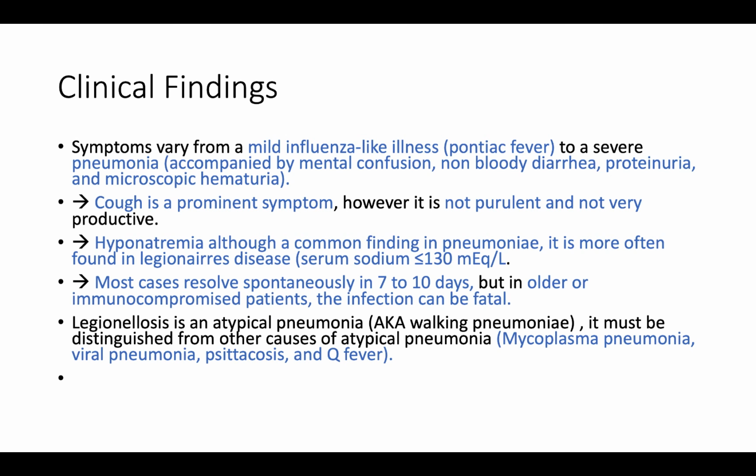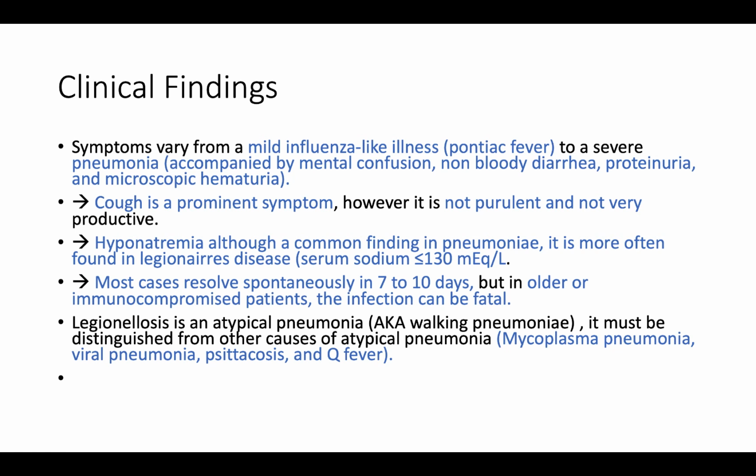Hyponatremia, although a common finding in pneumonia, is more often found in Legionnaires' disease, so this is very important to know. This comes up in exams, in licence exams. Hyponatremia in this typical patient. Most cases resolve spontaneously in about 7 to 10 days, but in older immunocompromised patients this can be fatal. Legionella is an atypical pneumonia, so this is a walking pneumonia.